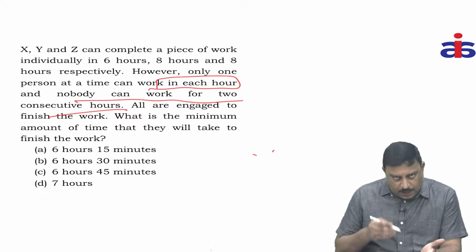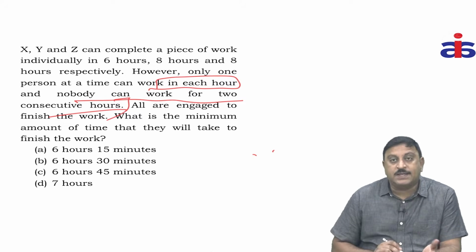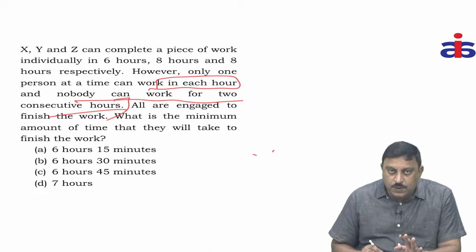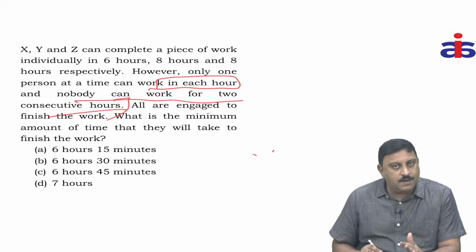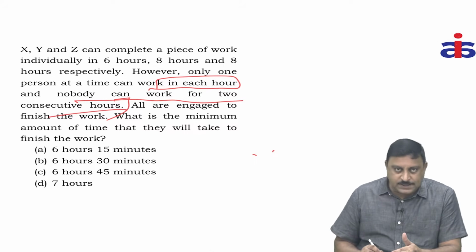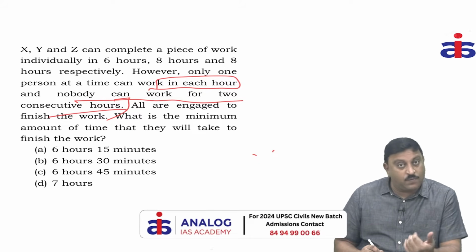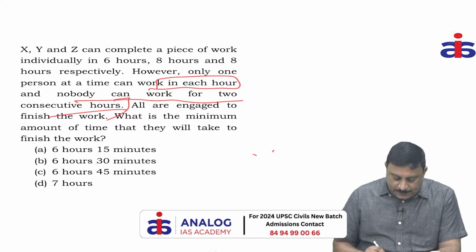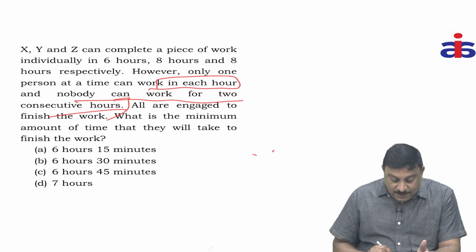The word itself says that nobody should work more than 1 hour continuously, right? Consecutive means immediately after; he should not do it. That means he can work again in a later hour: the 1st hour he will do, the 2nd hour he should not, the 3rd hour is fine, the 4th hour is also fine, right? Next, all are engaged to finish the work, everybody should do it. What is the minimum amount of time they will take to finish the work?